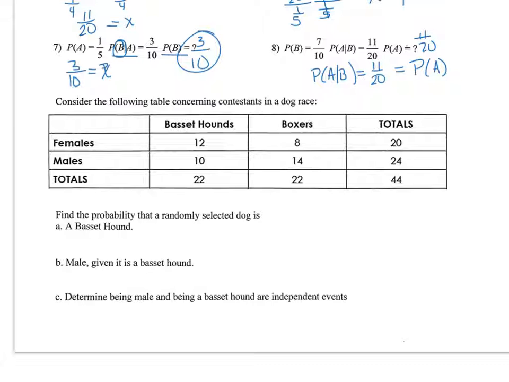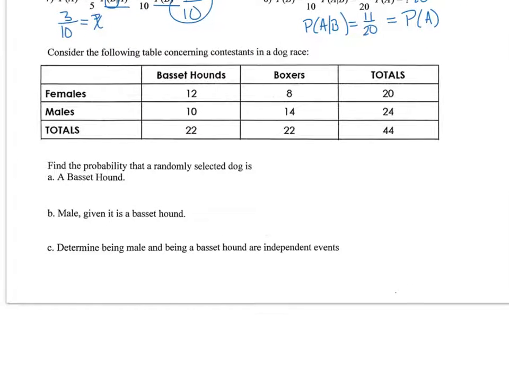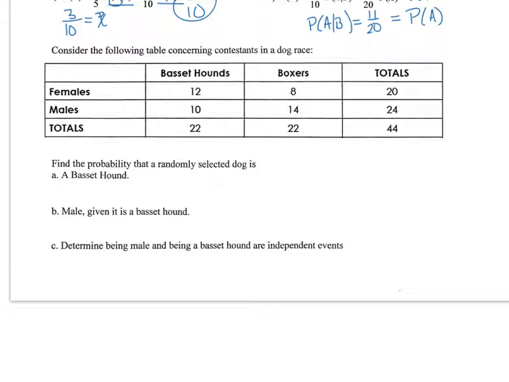So let's take a look at this. You have a little chart here, and we want to determine these things given the chart. So we used formulas, and now we're going to determine independence given actual real information. So find the probability that a random dog selected is a basset hound. So basset hounds, there's 22 of them, over the total. When we do probability, it's always over the total.